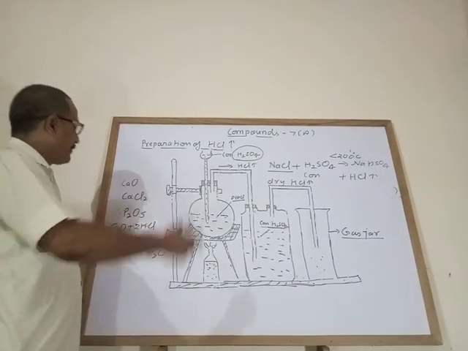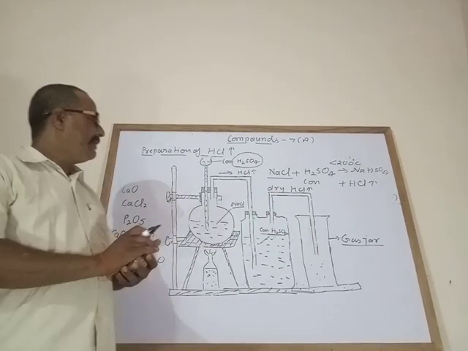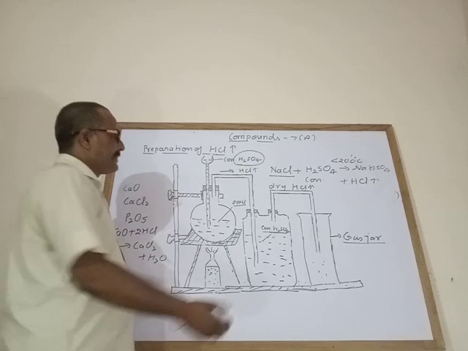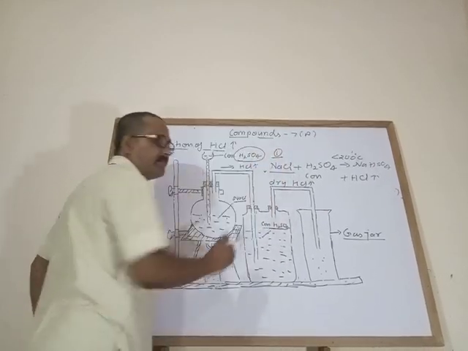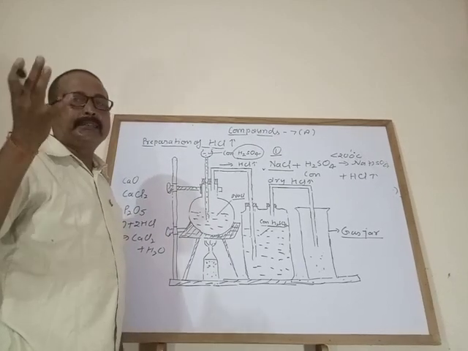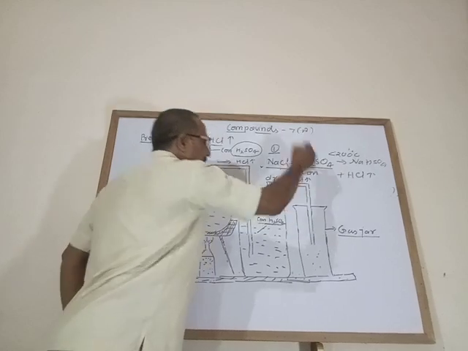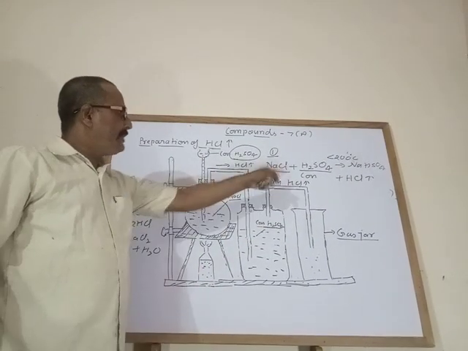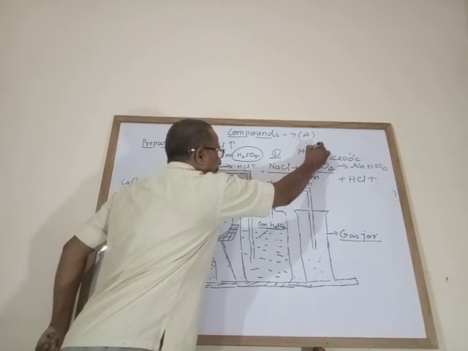Now some more questions related to this laboratory preparation. The first question is why we are taking sodium chloride: because it is cheap and easily available. We are using concentrated sulfuric acid here. Why are we not using nitric acid?